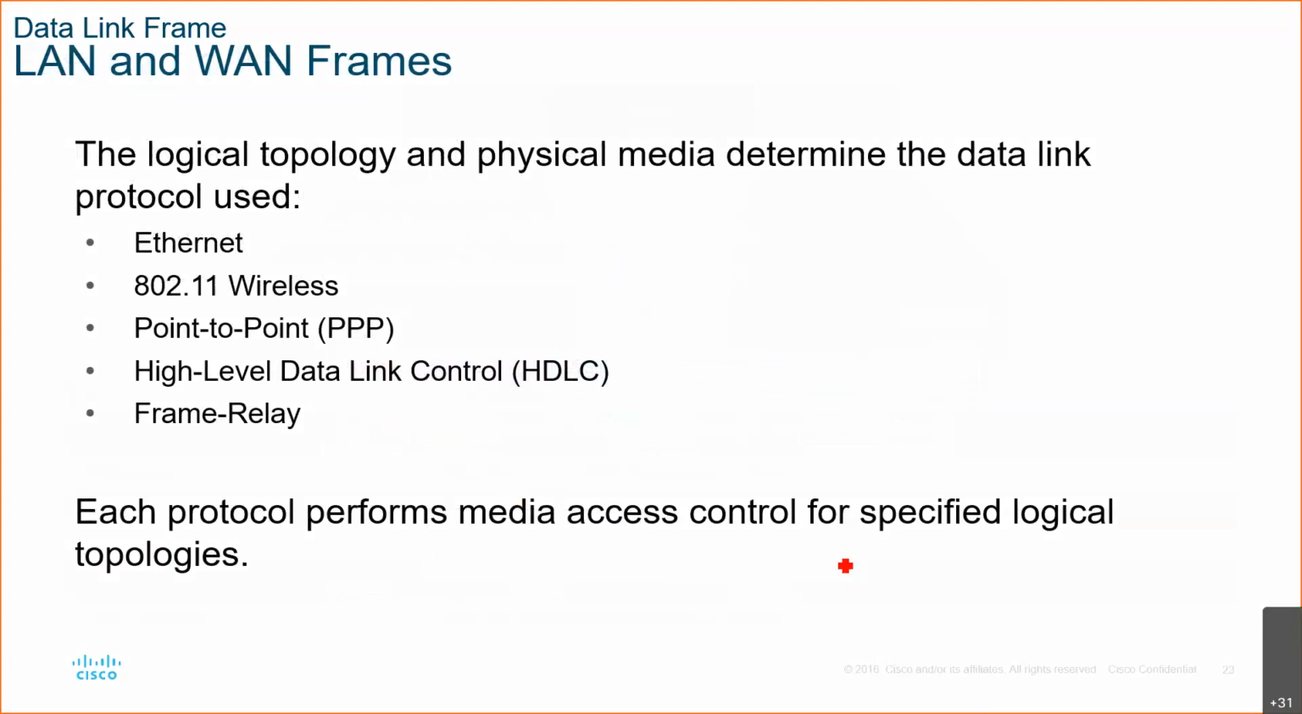Now, in your data link frame, the logical topology and physical media determine the data link protocol that we use. They are Ethernet, the wireless 802.11 standard, and point-to-point protocols such as HDLC, high-level data link control, and Frame Relay. Each protocol has a certain purpose and function. Perhaps we will study some of these more in other chapters.